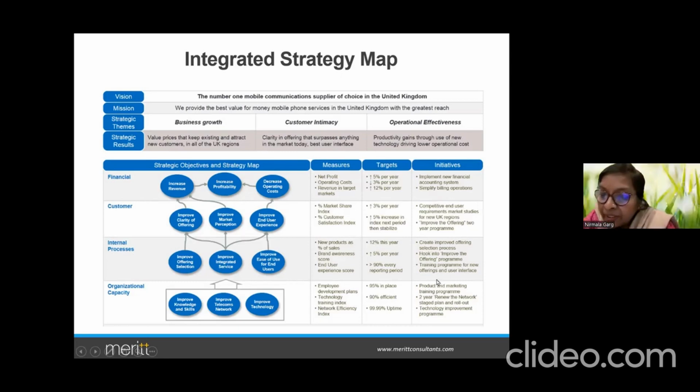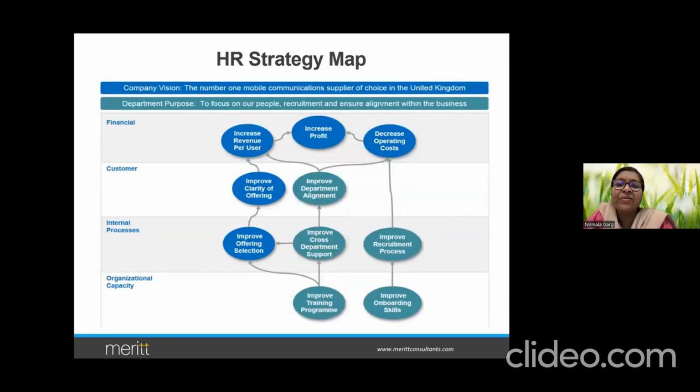Now, typically in an organization, you will cascade this down to the last mile. What does cascading mean? First, it will get into departments or businesses. Every business will have its own strategy map. Likewise, even HR will have a strategy map. Now look at this HR strategy map. Are you with me? Typically every organization that follows a strategy map, even HR, will have a strategy map with these 4 perspectives.